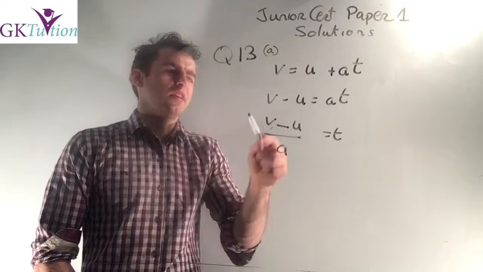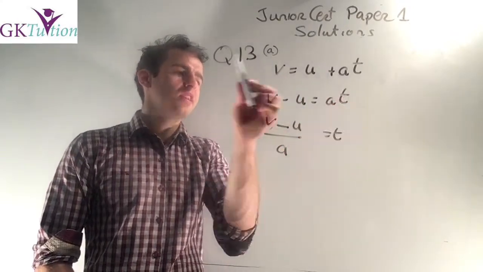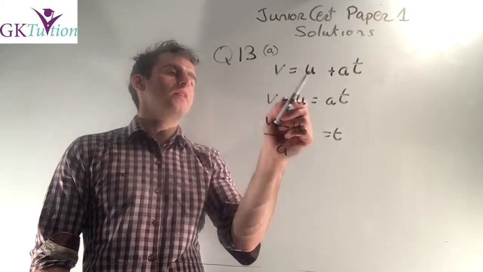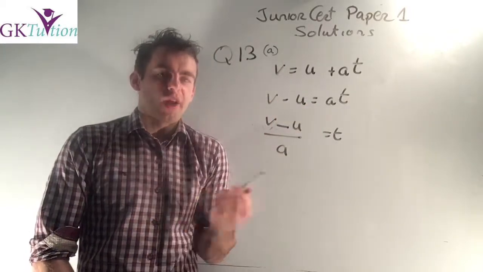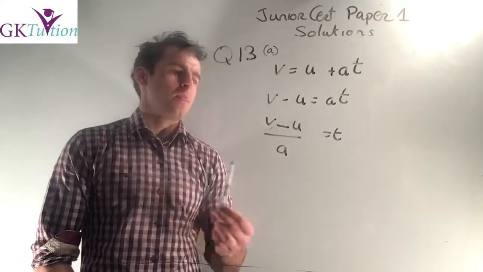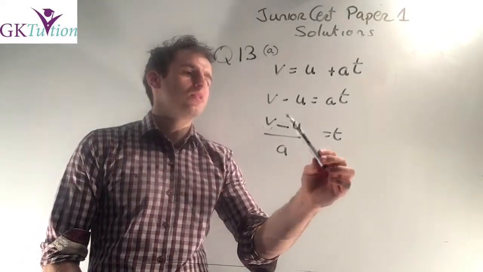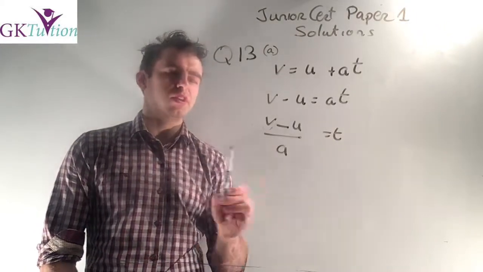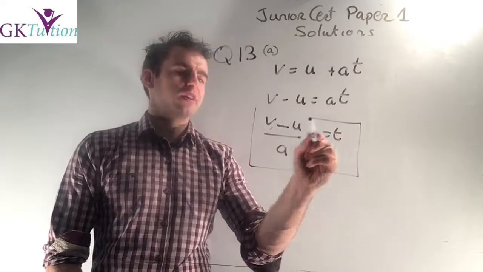Just isolate your t. Going from this line, just bring something to the other side each time. So if v equals u plus at, I just subtract u from both sides. I get v minus u is equal to at. Then in order to get t on its own, I would just divide both sides by a, in which case I get t is equal to v minus u divided by a. And that's your final answer for that part.